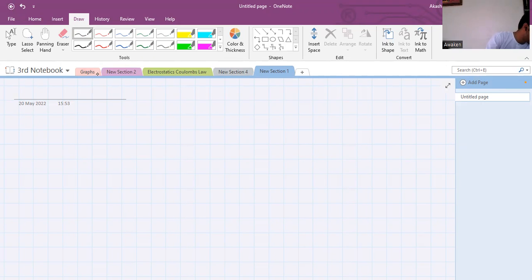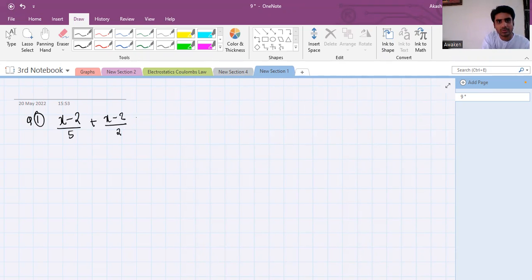Therefore, you are having so much of difficulty in your basic calculations. Okay, fine. I'll ask you one question. I'm giving you an expression. Try to solve it. (x minus 2) by 5 plus (x minus 2) by 2 equals to 0. Can you find the value of x? Leave that one. Solve this one. Okay, this one I'll teach how to solve.